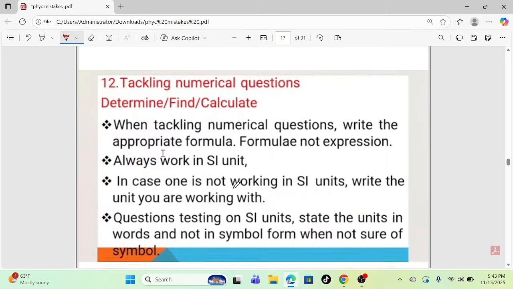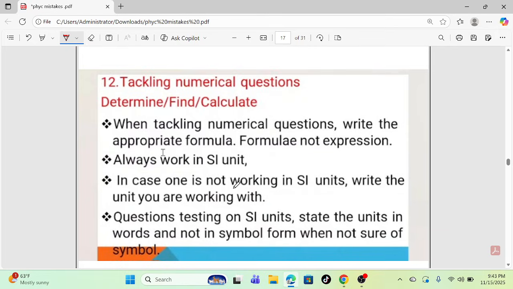Tackling numerical questions. Determine, find, or calculate. When tackling numerical questions, write the appropriate formula. Formula, not expression. Please and please. This is one of the common avoidable mistakes that students commit. That is, there is a difference between formula and expression.